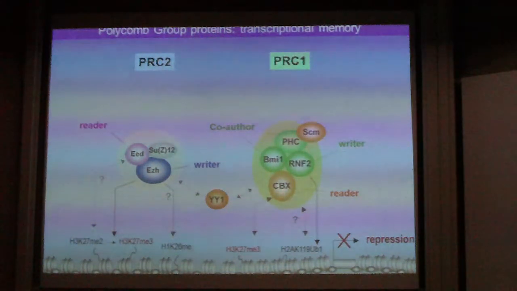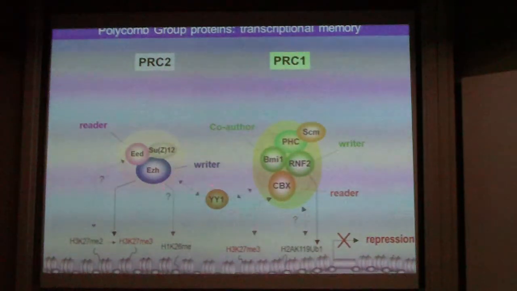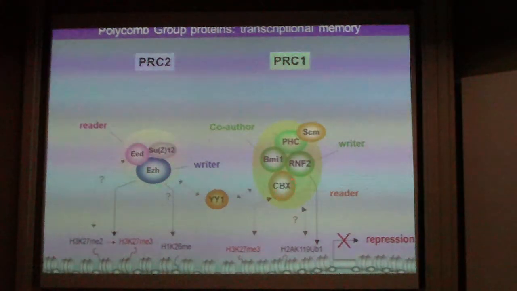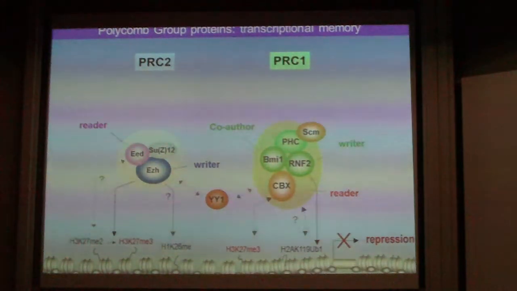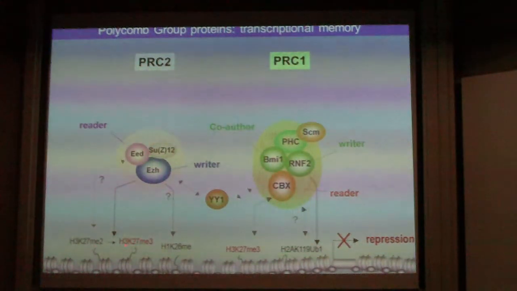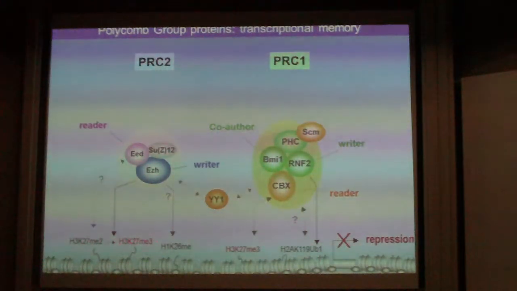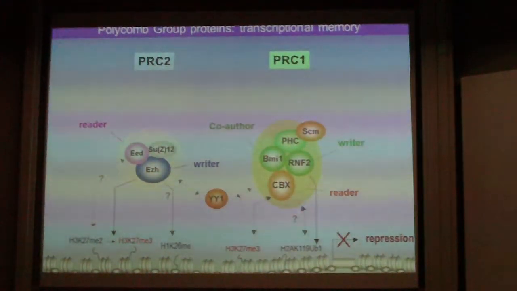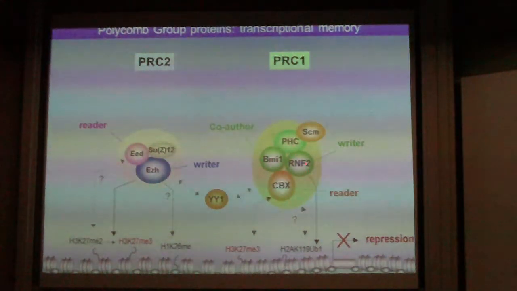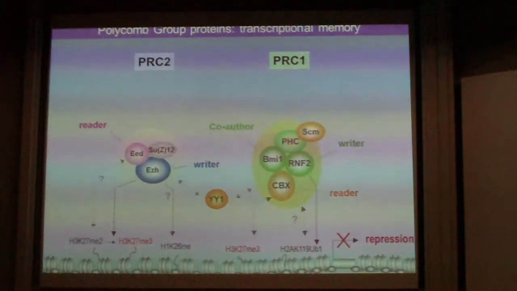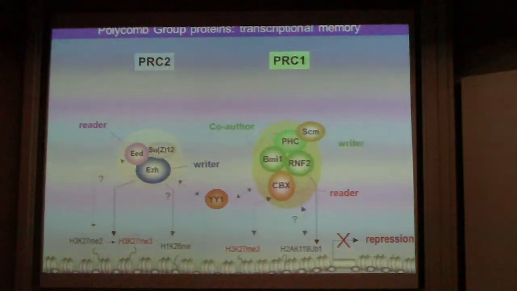In the meanwhile, we have learned that there is a lot more to it than just this simple writer, that simple reader. We know that there is EED, which recognizes other epigenetic marks. It brings the whole complex to an area which is supposed to be trimethylated. And we also know that these two proteins collaborate in leaving other marks, ubiquitin marks, on a different histone chain. And so the story gets more complex.